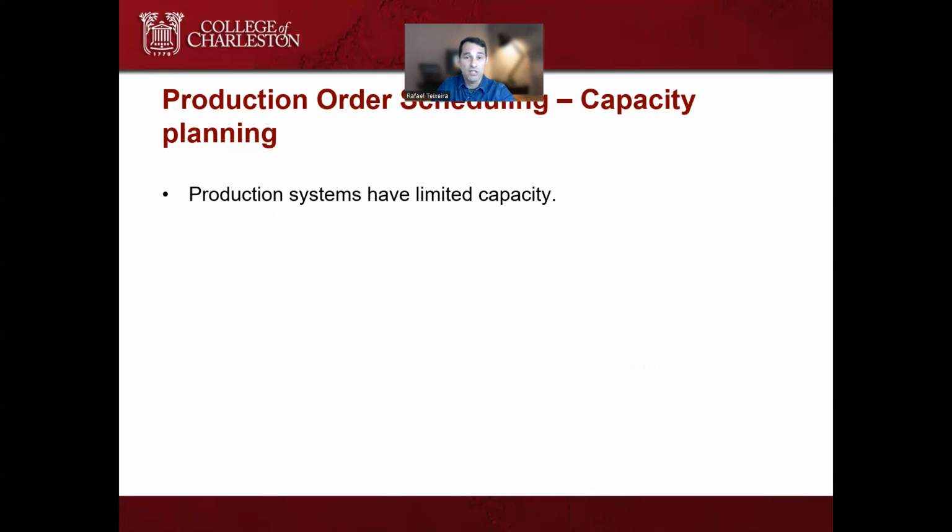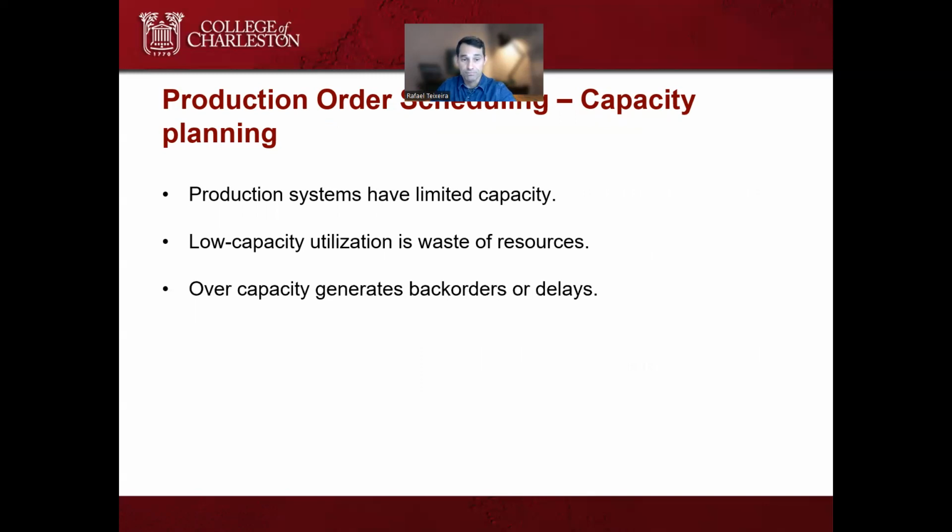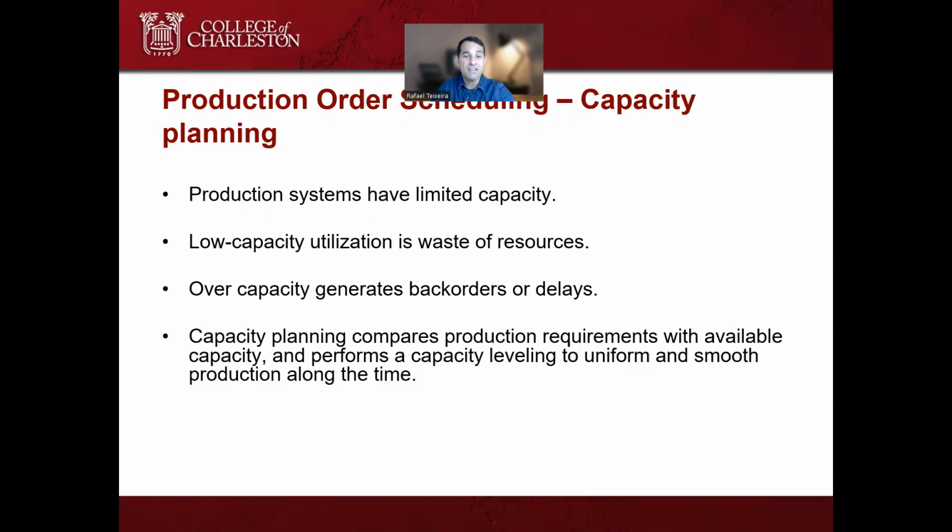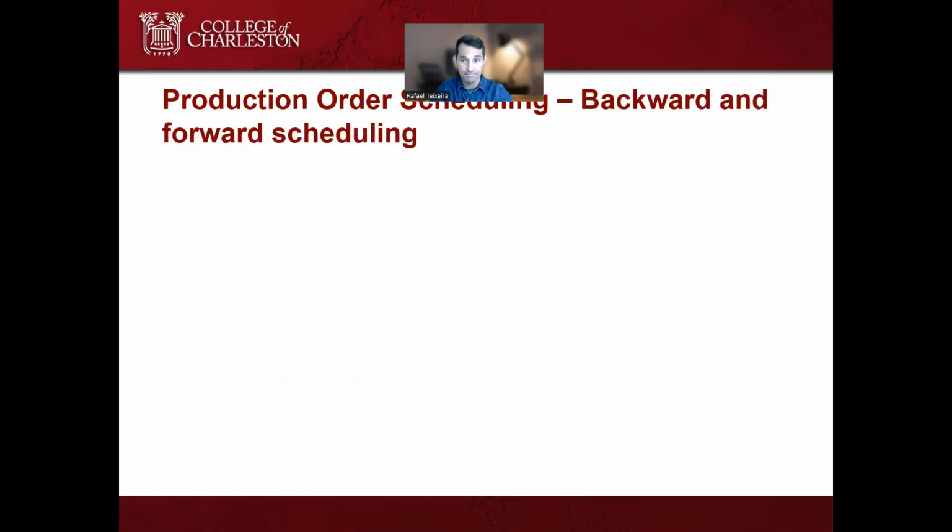Capacity planning: production systems have limited capacity. It's not possible to produce everything because there's a restriction on how much we can produce in a given machine or by people. Low capacity utilization is a waste of resources. Overcapacity generates back orders or delays. Capacity planning compares production requirements, what is necessary, with available capacity, what we have available, what we can do, and performs capacity leveling to make production uniform and smooth along the time. If we cannot do everything now, then we have to distribute this along the time. That's what this is saying.